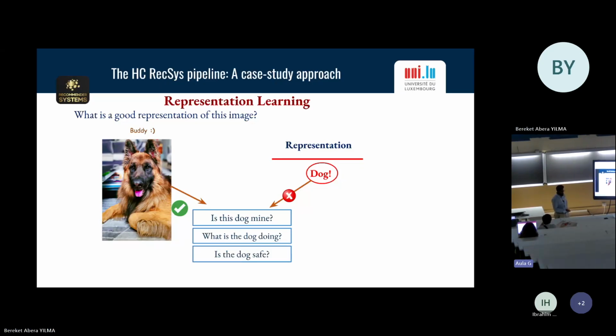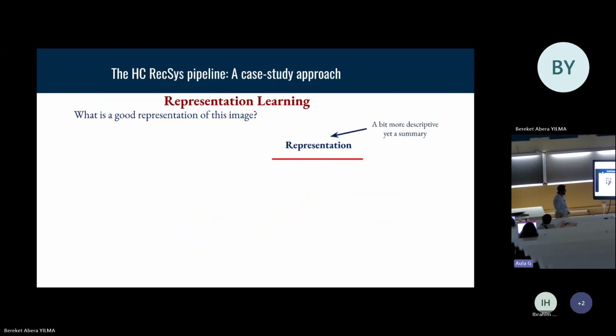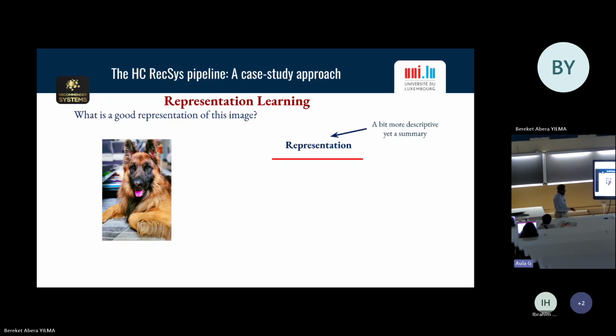Is this dog safe? What is the dog doing? There is some kind of action the dog is doing in the image, which you can only infer by looking at the image. So there is some information loss when we try to represent the image. This gives us an idea of what kind of representation we want to derive from the data. We want the representation to be a bit more descriptive, yet still a summary of the image. So what if I say, this is a German Shepherd dog resting on a floor in a living room?